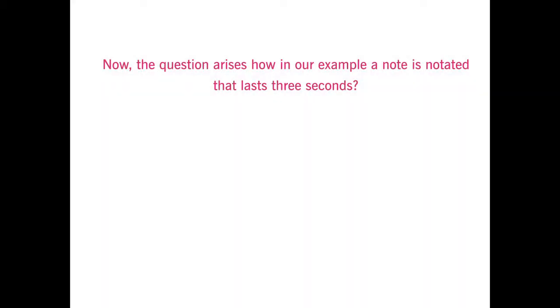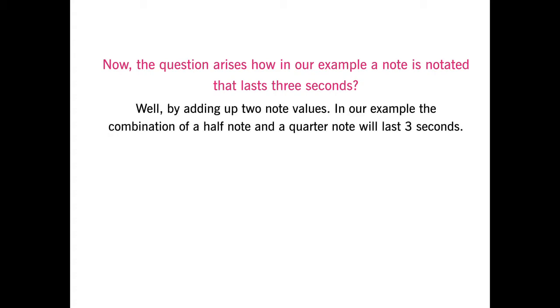Now, the question arises, how in our example is a note notated that lasts 3 seconds? Well, by adding up 2 note values. In our example, the combination of a half note and a quarter note will last 3 seconds. Is this addition of note values notated like this? Not really.